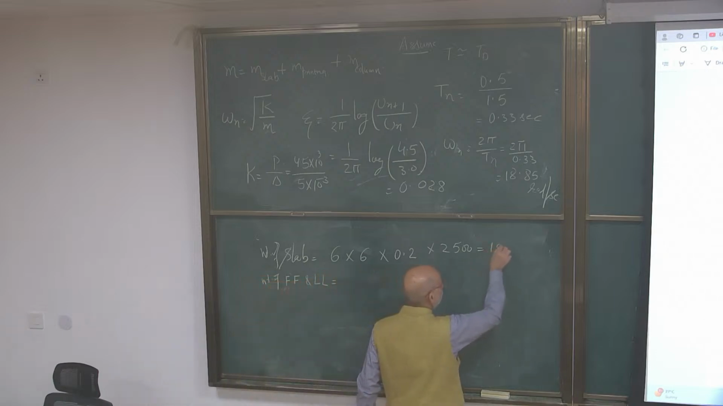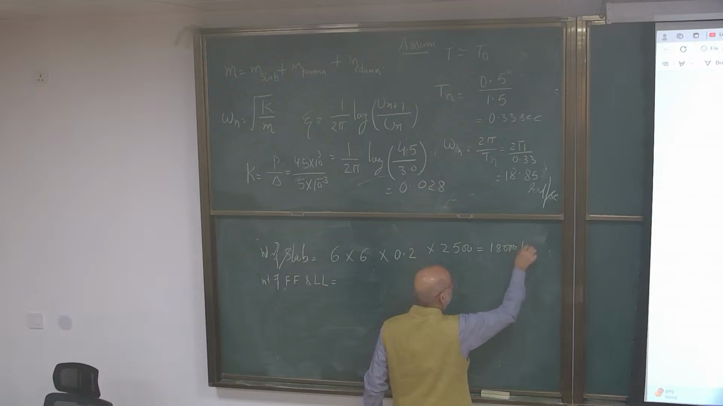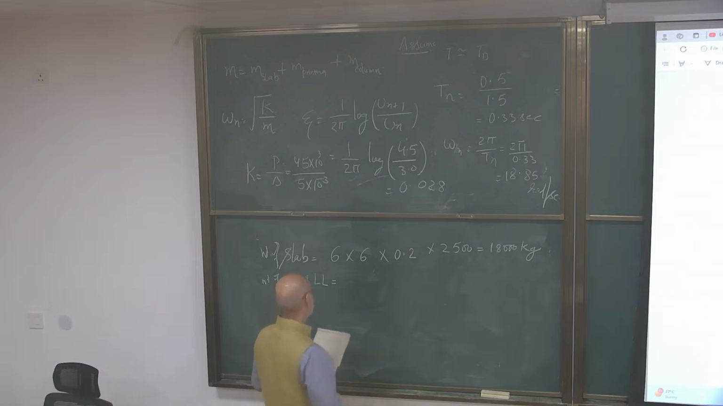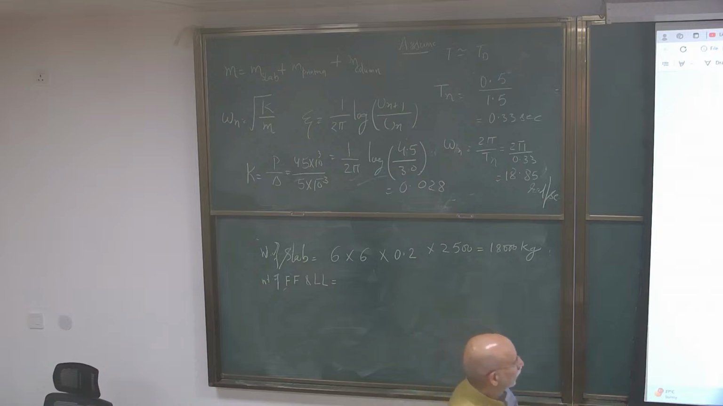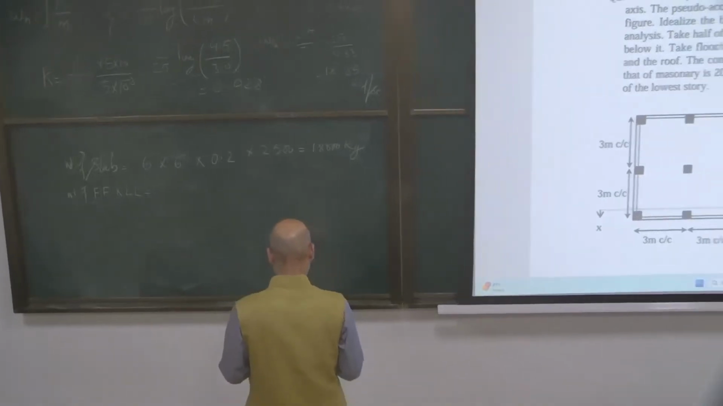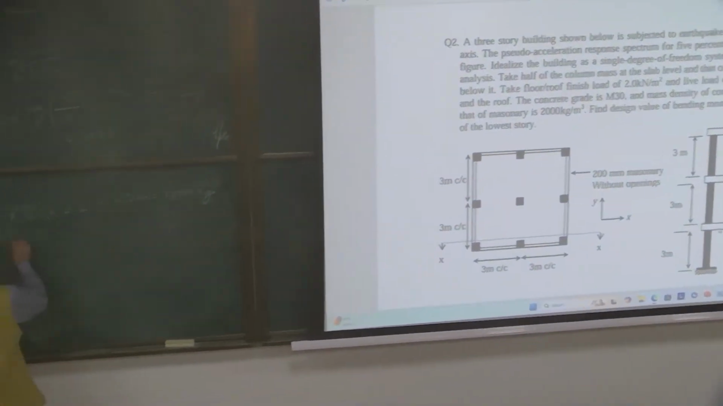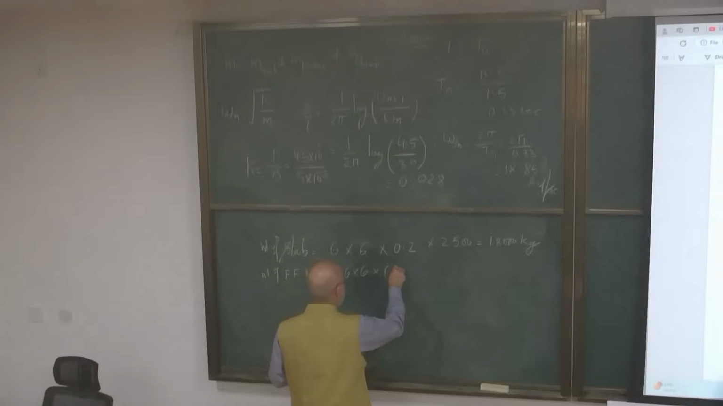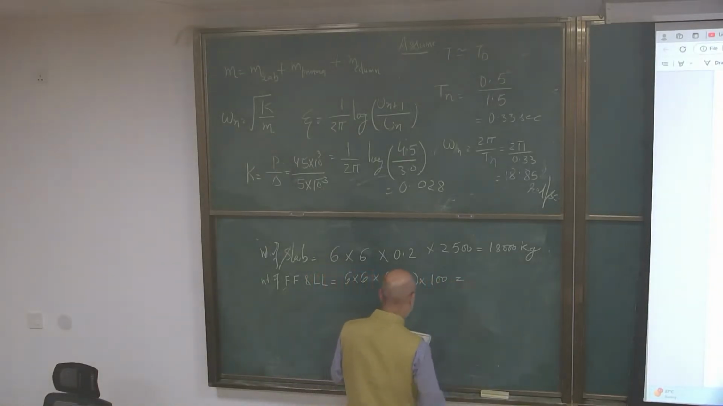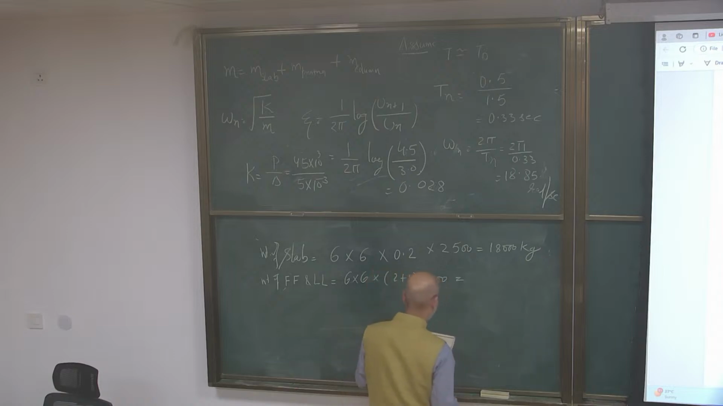18,000. That's all? Okay, good. So now floor finish and live load, it is already given. Floor finish is 2 and live load is 3. Okay? So how much is it? 18,000? 18,000?